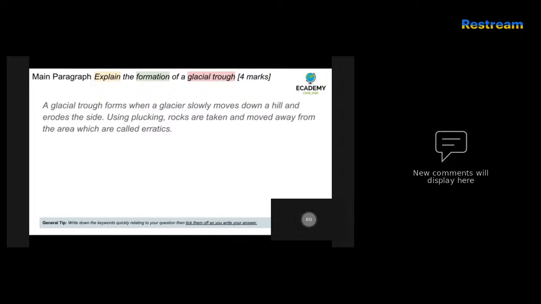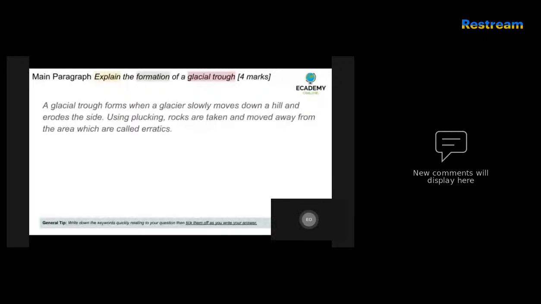A glacial trough when a glacier slowly moves down a hill and erodes the side. Using plucking, rocks are taken away and moved from the area, which are called erratics. So a bit of a mixture here. I think the candidate has decided to talk about the formation, a very basic description of how a corrie forms, and then has mixed that in with glacial retreat. So this answer would only get a low-level mark, probably 1 out of 4 overall.